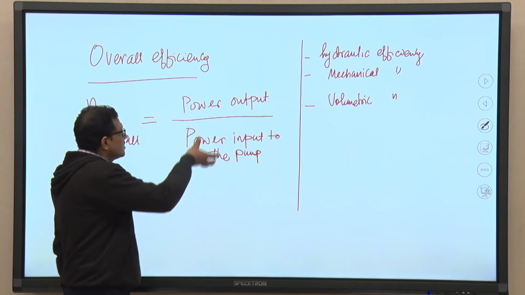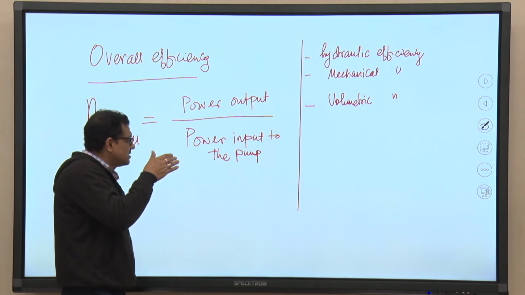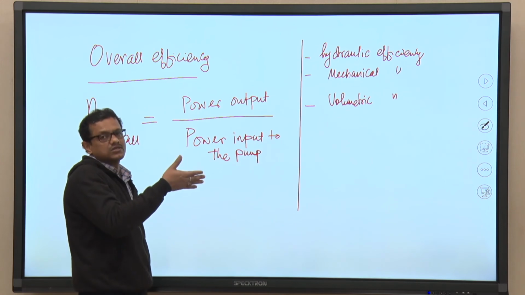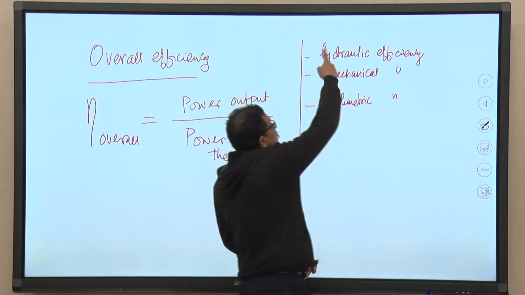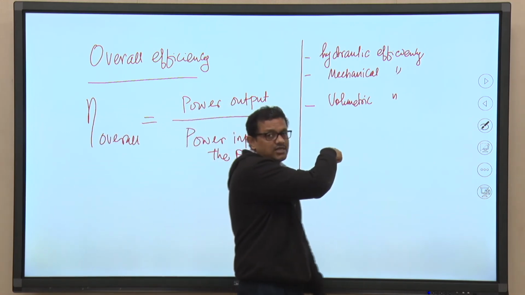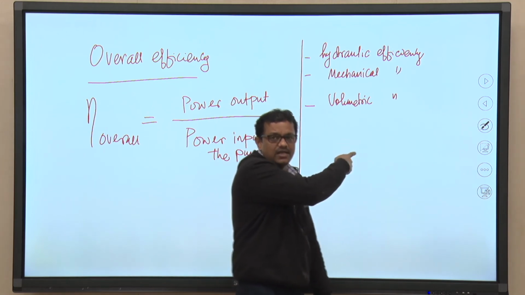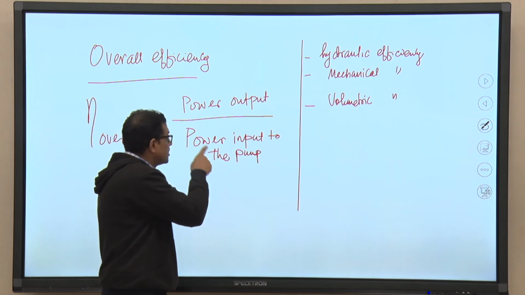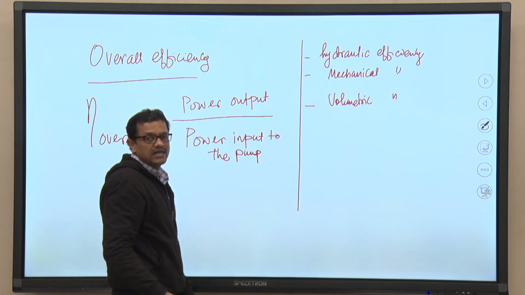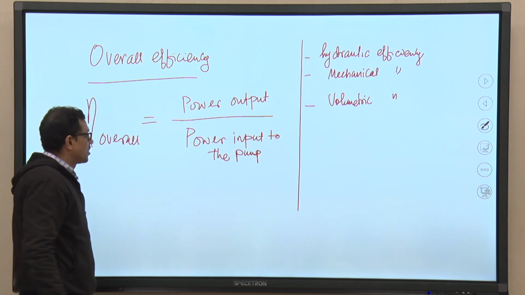Now considering these losses, we can expect that whatever amount of power is given to the pump as input energy, definitely a part will be lost, accounting for the losses in these three efficiencies. To describe these three efficiencies we have encountered different losses. To overcome these losses, the input power, rather the input energy given to the pump, will not be equal to the output power, the energy we are getting from the pump, and that is why this efficiency is coming, that is overall efficiency.